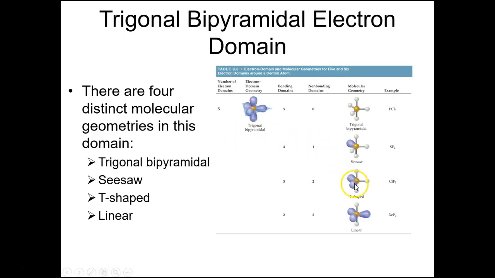If you make 2 of them non-bonding, now you get what's called a T-shape. And if you go way back to the beginning of this presentation, when I showed you chlorine trifluoride, that was a T-shaped molecule. And then if you have 5 domains of which only 2 are bonding and 3 are non-bonding, then you've removed all the bonding atoms from the equator and you have a linear shape.